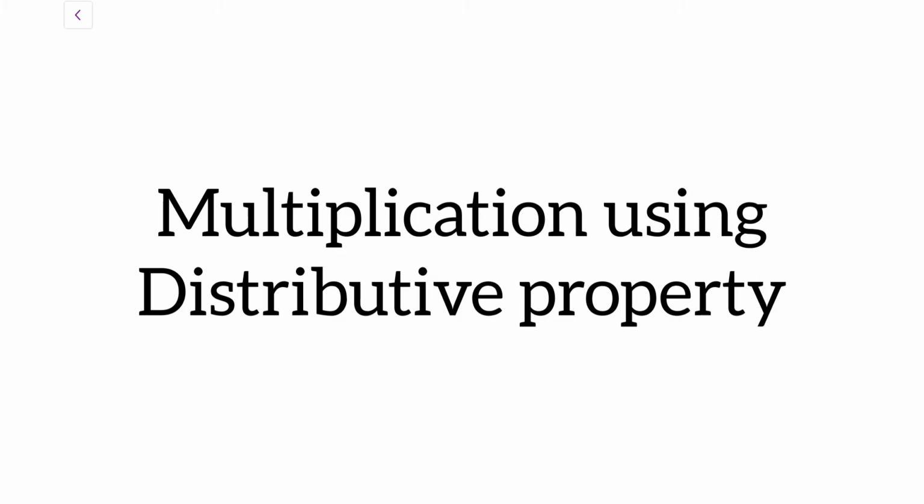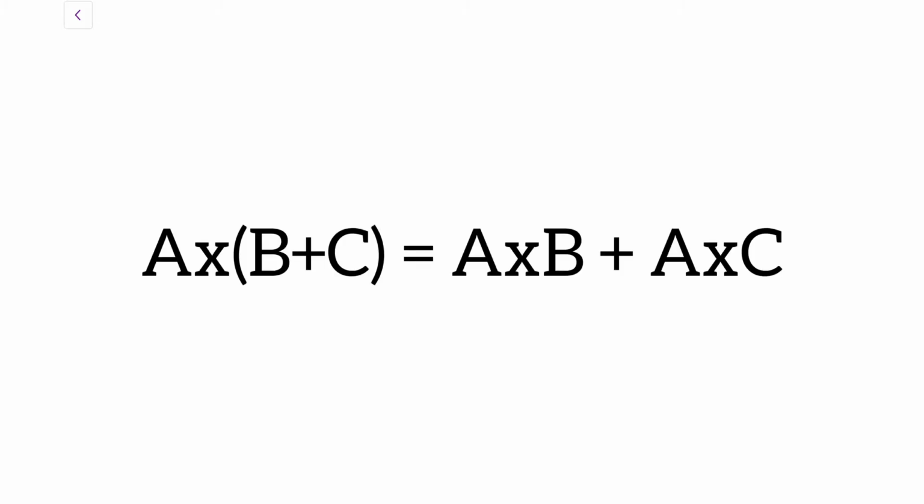Now there is another way to solve multiplication, and this is using the distributive property. What is the distributive property? Let's have a look at it. A into (B plus C) is equal to A into B plus A into C. So you can see the number A is getting distributed to both B and C. Let's try solving a multiplication question using this property.